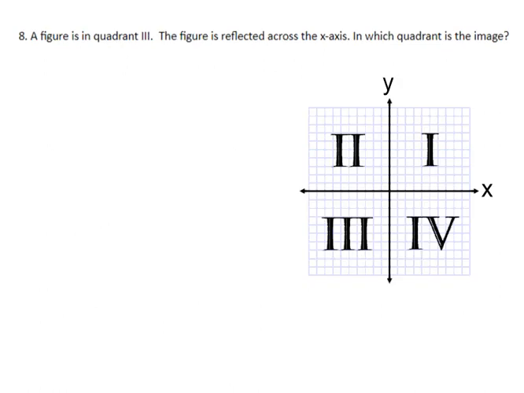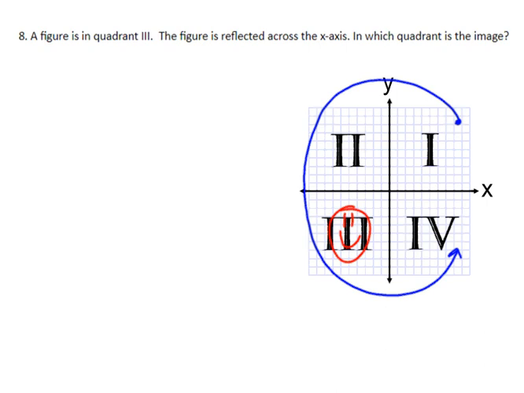All right, here's a quick review of your 4 quadrants. You have quadrant 1 starting where everything is positive. Then it's going to circle around to quadrant 2, quadrant 3, and quadrant 4. So you could picture a big C on your coordinate grid to remind you what each quadrant is. So if we start with a figure in quadrant 3, and we reflect it over the x-axis, it's going to end up here in quadrant 2.